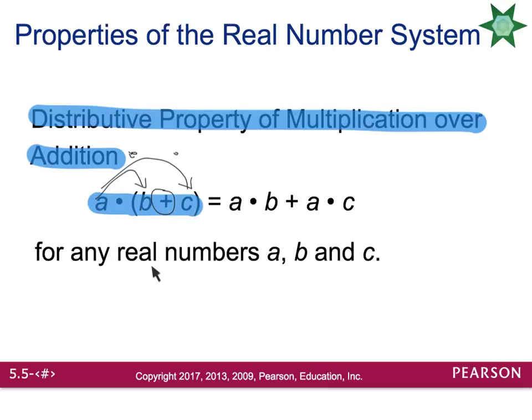So that distributive property allows us to kind of bypass the order of operations and say, okay, let's take out the parentheses. Let's take the A times B first and then the A times C. Okay. So that is our distributive property, okay? And it's of multiplication over addition.